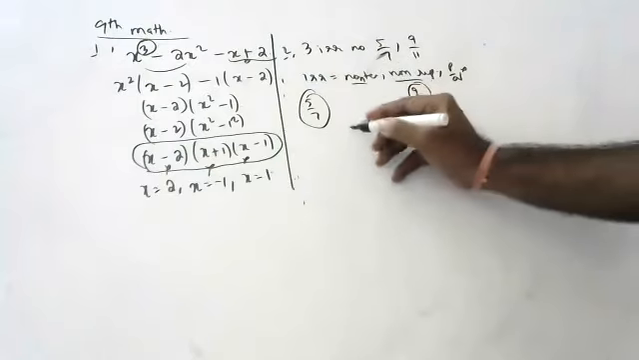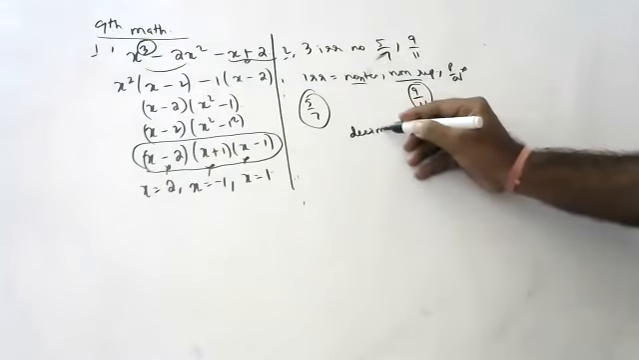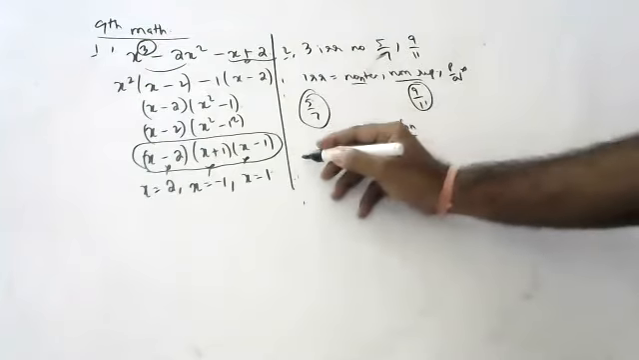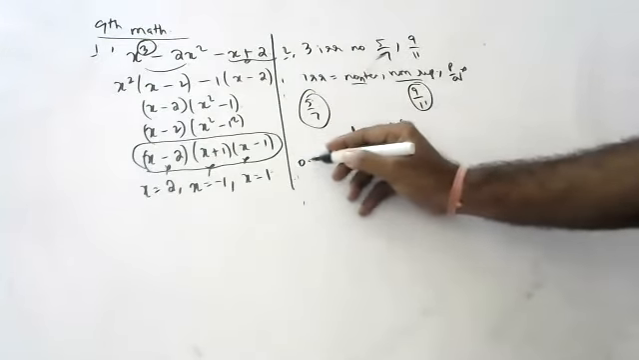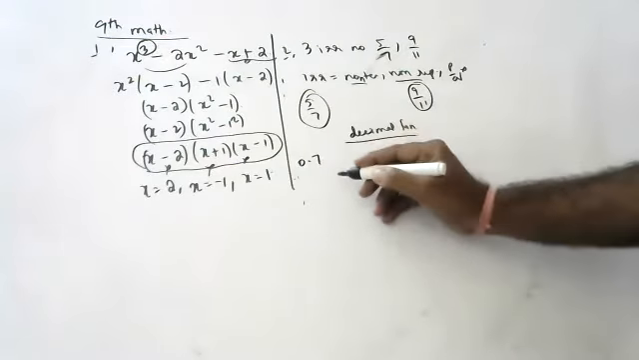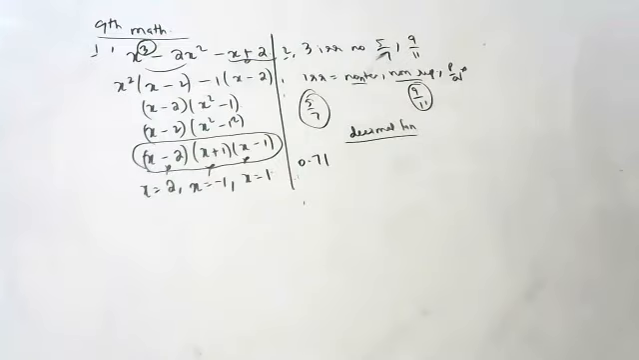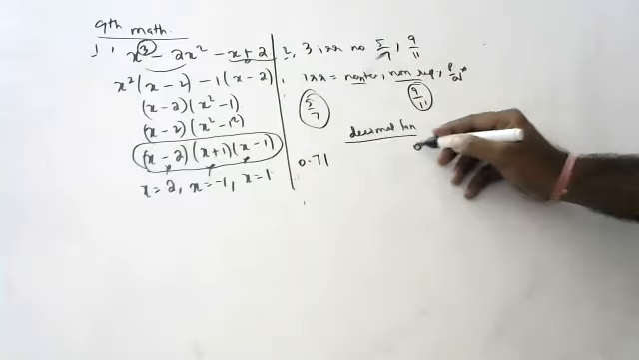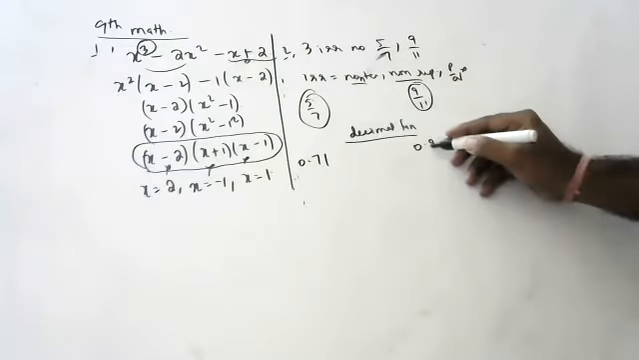First I am teaching in decimal form. Children, you should be very careful. Please see here. 5 by 7 is approximately how much? 0.71. Okay, children. And 9 by 11 is how much, children? 0.81.